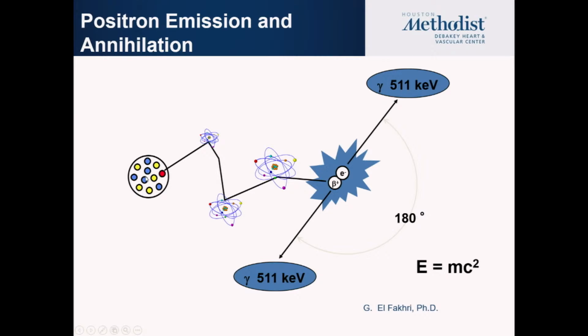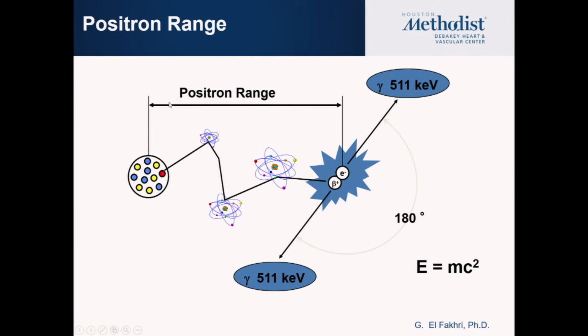This distance between where the positron is released and the annihilation is called the positron range. And this one actually is different with the different radiotracers. So the higher energy ones, like rubidium, will travel a longer distance before they annihilate, while the lower energy ones will travel less.